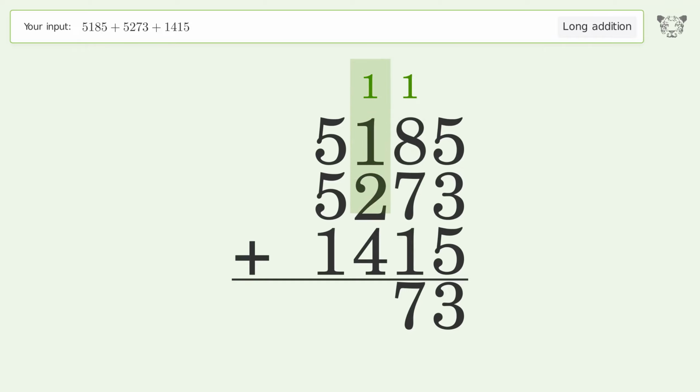1 plus 1 plus 2 plus 4 equals 8. 5 plus 5 plus 1 equals 11. Carry 1 to the 10,000s place. Write 1 in the 10,000s place, and so the final result is 11,873.